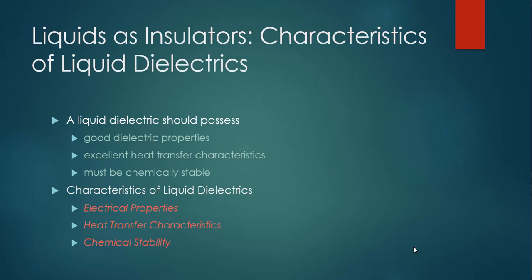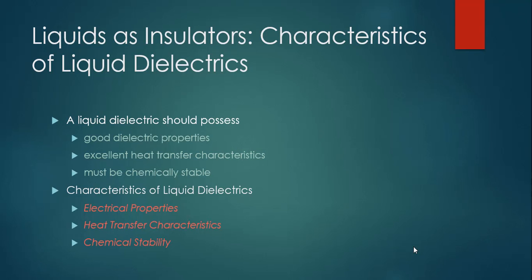So essentially, a liquid dielectric should possess good dielectric properties, excellent heat transfer characteristic, and must be chemically stable. So these are the three things that must be there for a liquid dielectric. A good dielectric property means it shows good insulating properties. It should have good heat transfer capabilities, and obviously it should be chemically stable because it should be resistant to all the environmental effects on it. So it should be chemically stable under the range of conditions under which the equipment operates.